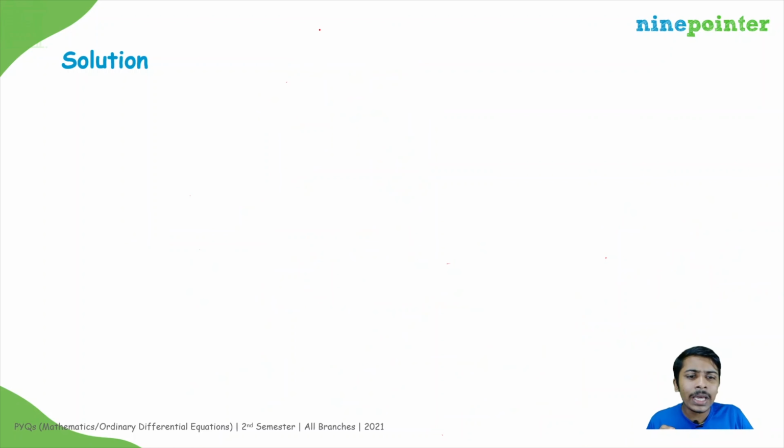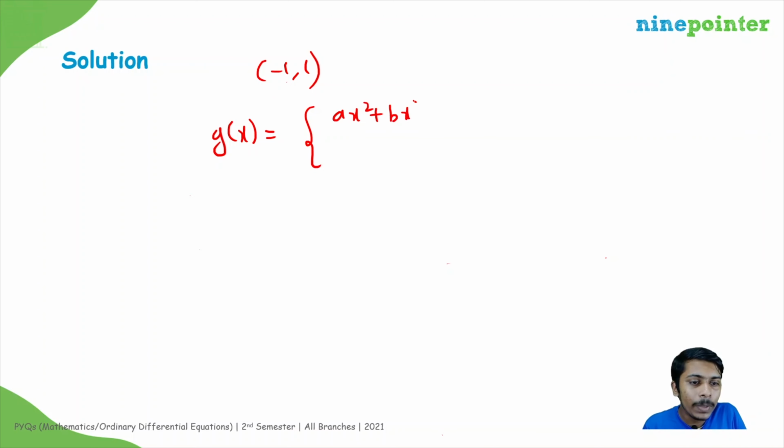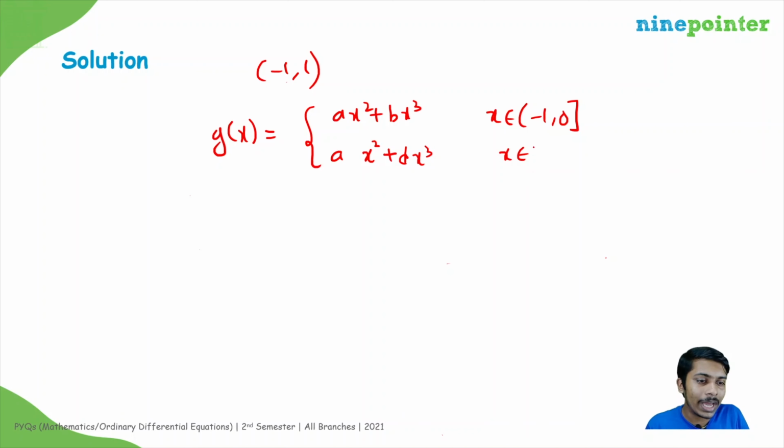So in the entire interval -1 comma 1, we can define y of x equal to ax square plus bx cube when x is between -1 and 0, and similarly, instead of c I will substitute a only, so ax square plus dx cube in the interval 0 comma 1. Okay, this can be closed here. So we have found a solution.